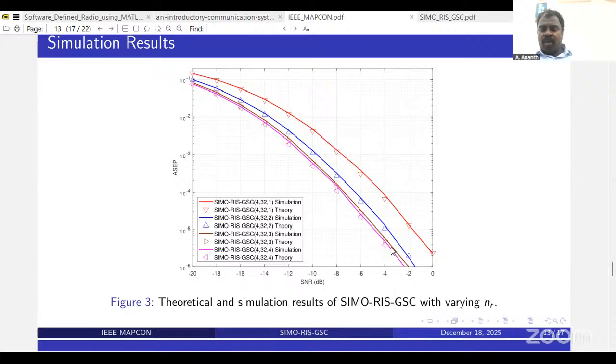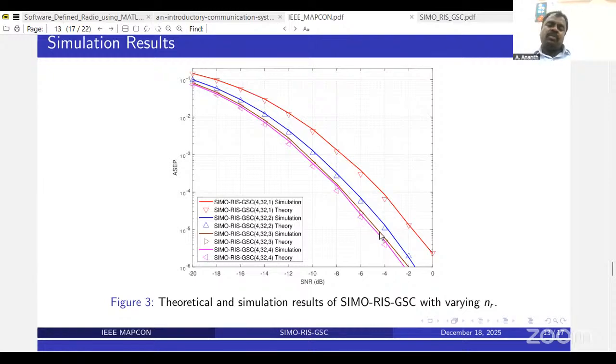Blue and brown indicate generalized selection combining with 2 antennas selected out of 4 and 3 antennas selected out of 4. From this, you can observe that when we increase the number of RF chains, or the provision to choose 2 antennas compared to 1 antenna, there is a good performance improvement, greater than 2 dB. At 10 to the power minus 4, it is somewhere closer to -6, whereas here it is -4. So when we increase the number of antennas chosen from 1 to 2, the performance increases by 2 dB. From here, the improvement is not that significant, but obviously there is some small performance improvement.